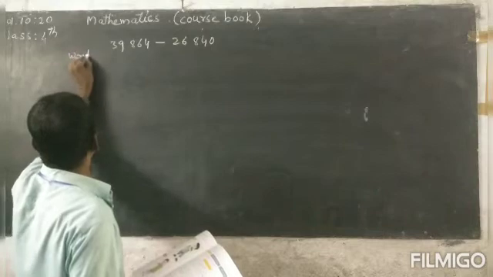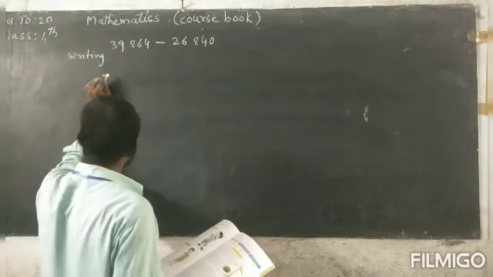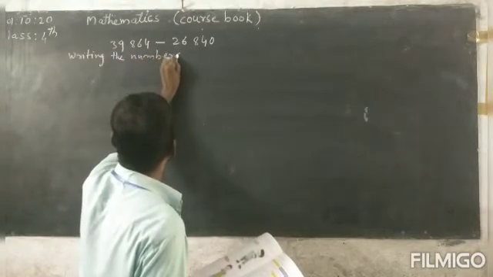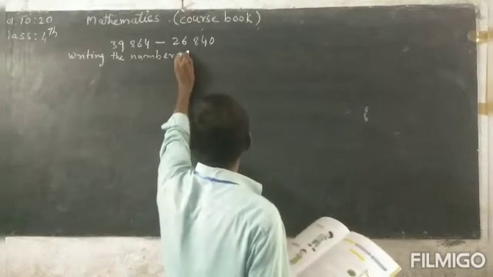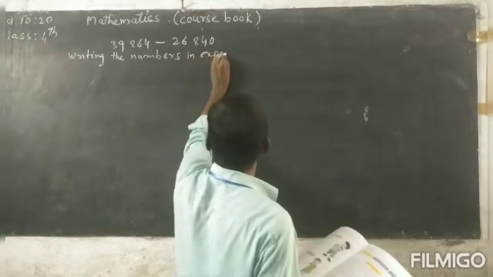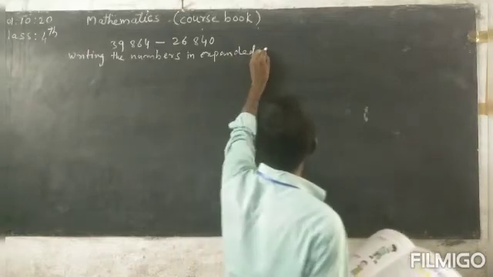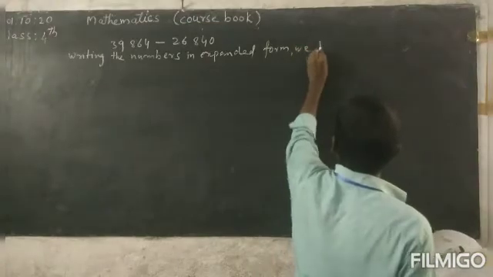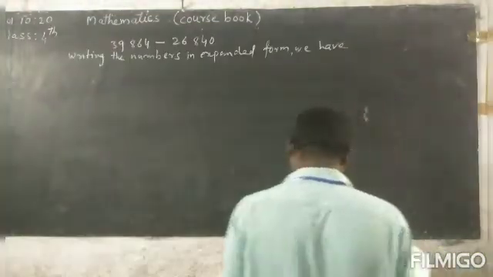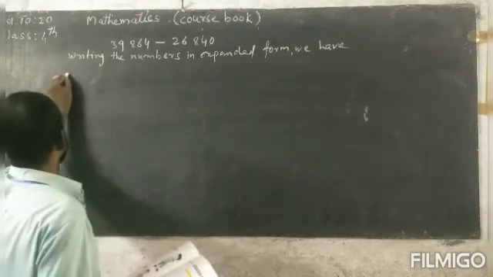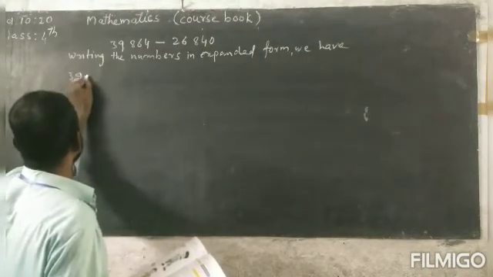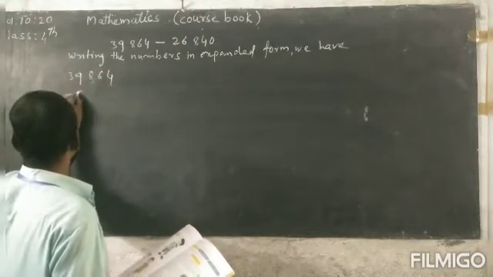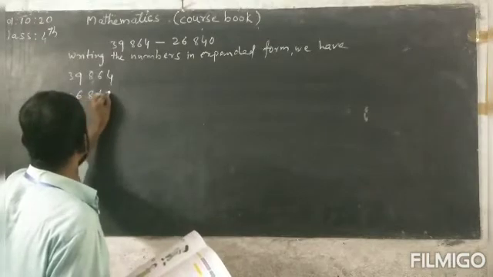Writing the numbers in expanded form. We have, see here, 39,864 minus 26,840, beta.